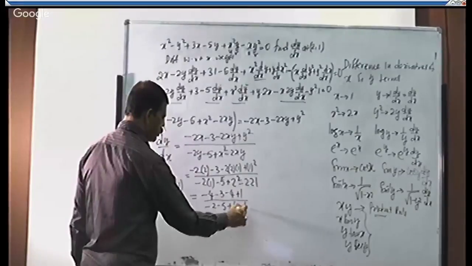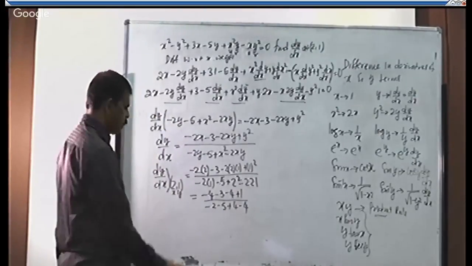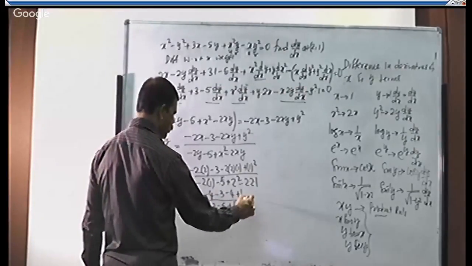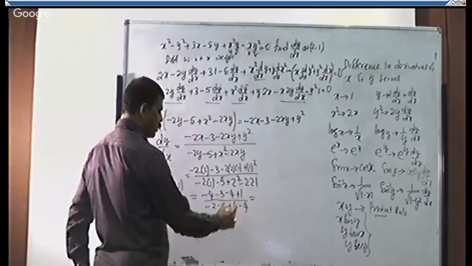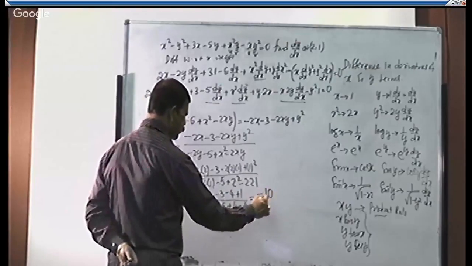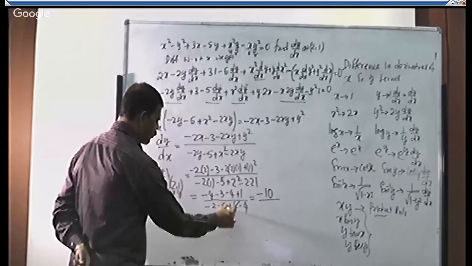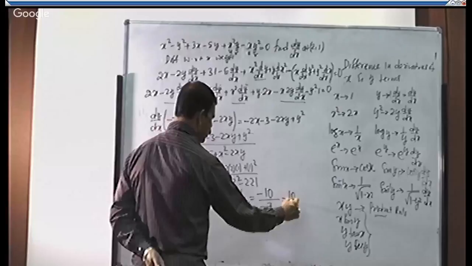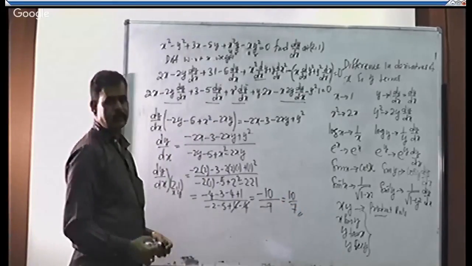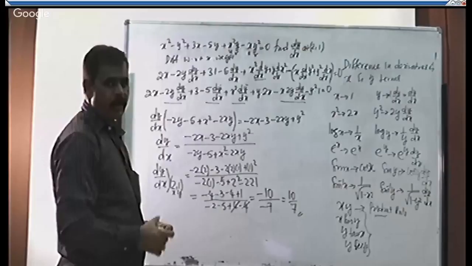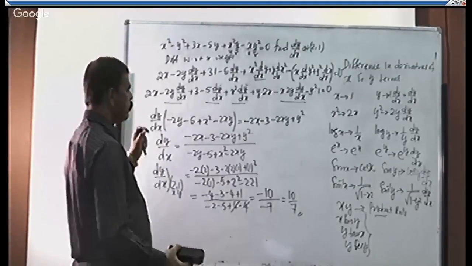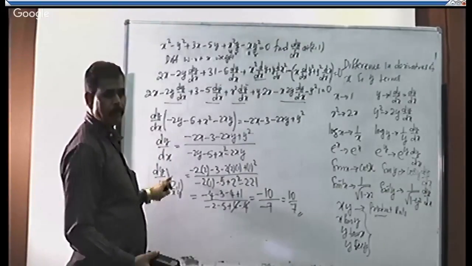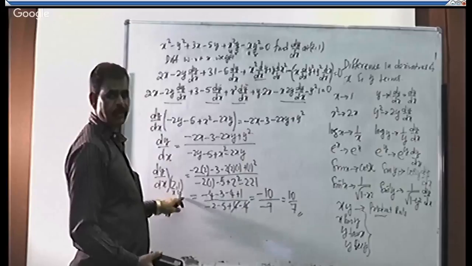That is equal to minus 4 minus 3 minus 4 plus 1, divided by minus 2 minus 5 plus 4 minus 4. The numerator is minus 10, and in the denominator plus 4 minus 4 cancel, minus 2 minus 5 is minus 7. So the answer is 10 divided by 7. So if they ask dy by dx at a particular point, first you get dy by dx, then substitute the point by taking the first as x, the second one as y.